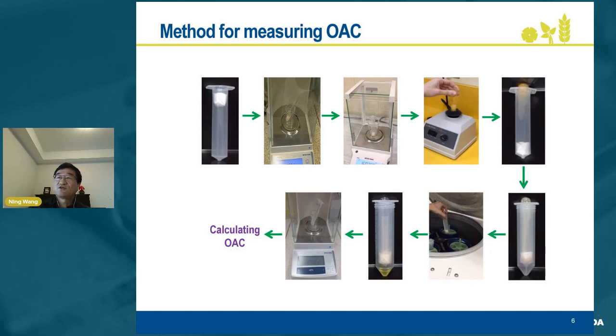So now I'm going to just briefly walk you through the steps to measure the oil absorption capacity. So first of all, you cut a piece of filter paper in circular or square shape, and then you fold it and insert it into this syringe barrel. And then you weigh a pulse sample in a test tube. So after that, you weigh the total weight of this syringe barrel, filter paper, and the tube with the sample.